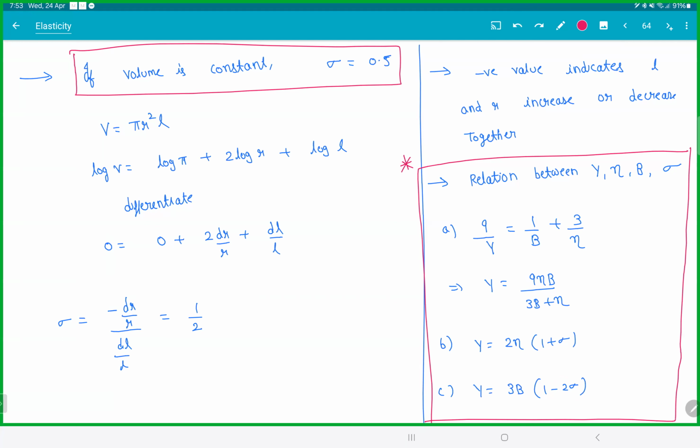All clear with this? So that's the last of the chapter. With that, we're done with elasticity. Now I know most of you have this major test coming up this Saturday. So mostly Friday we won't be having a class. So do prepare for your exam.